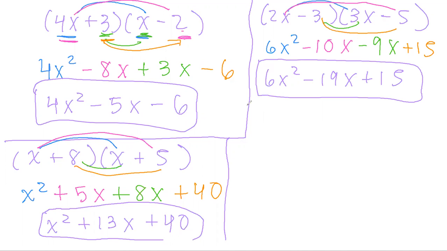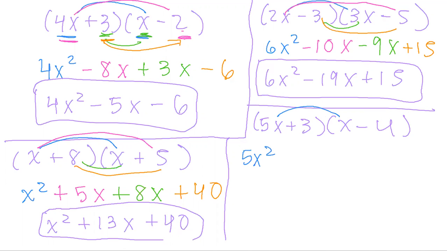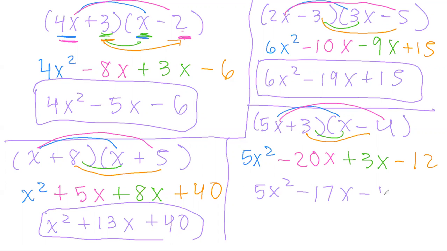And yeah, let's just do one more just in case. It doesn't hurt. 5x plus 3, x minus 4. So again, 5x times x, I get 5x squared. 5x times minus 4, so I get minus 20x. 3 times x, so I get plus 3x. And then I have 3 times -4, which is -12. And then combining like terms, I have 5x squared minus 17x minus 12.